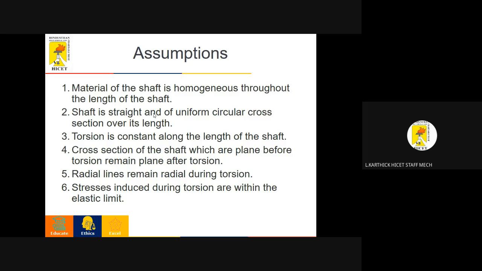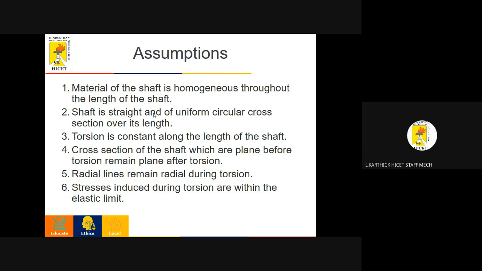And the fourth one is that the cross section of the shaft, the plane before torsion, remains plane after torsion. Just recall the second slide, the picture on the right side, the animation of the straight shaft. Once we apply load, it will twist. The red dotted line indicates a plane. It looks like a straight line, and after the twisting moment it is in a similar position. I will recall that point again. And the fifth point is that radial lines remain radial during the torsion. So the fourth and fifth are almost similar.